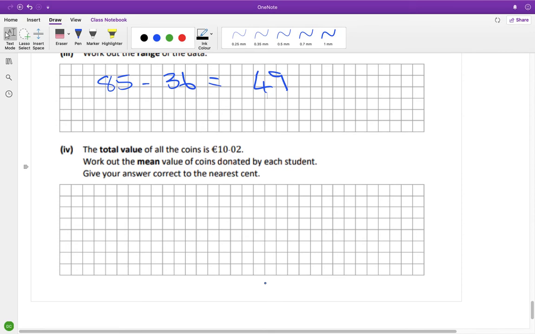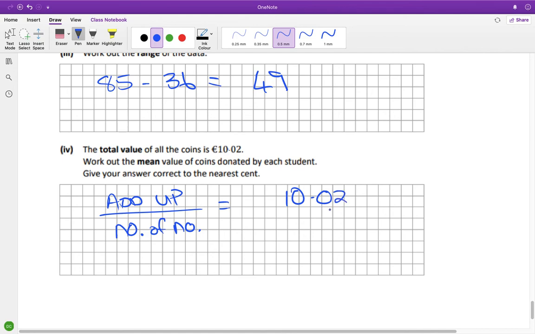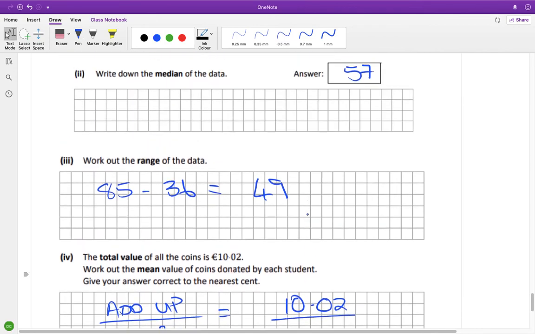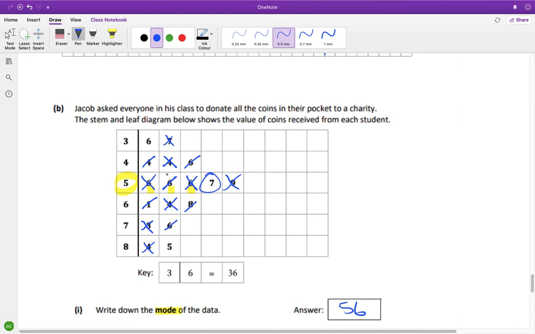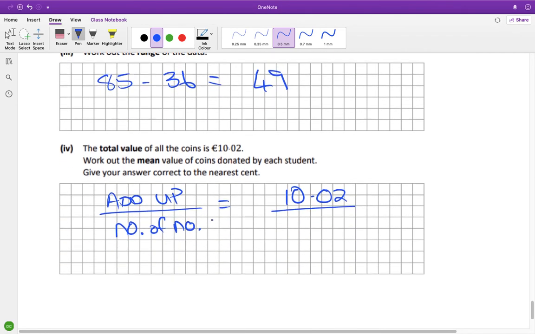Work out the mean. So the mean is the average, and that's where you add everything up and you divide by the number of numbers. Okay, so they've added everything up for you. It's 1002, so that's the top line. And then the bottom line is how many numbers are there. Did we figure that out? No. Okay, so 1, 2, 3, 4, 5, 6, 7, 8, 9, 10, 11, 12, 13, 14, 15, 16, 17. It's going to divide by 17.